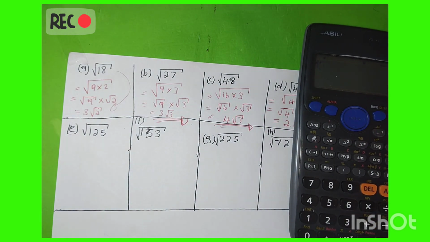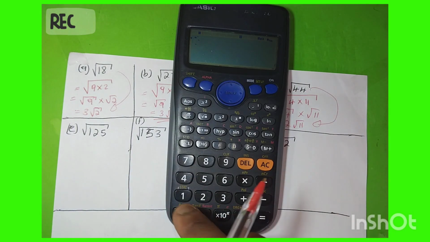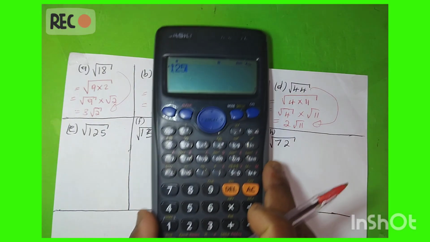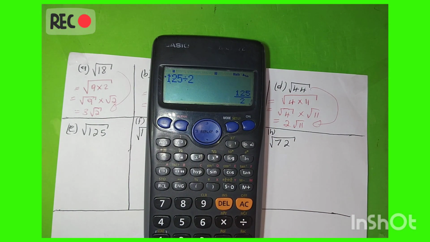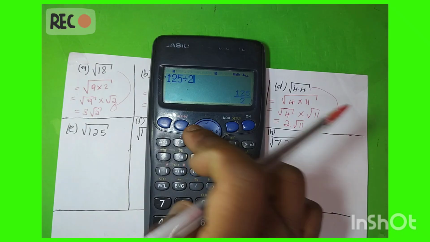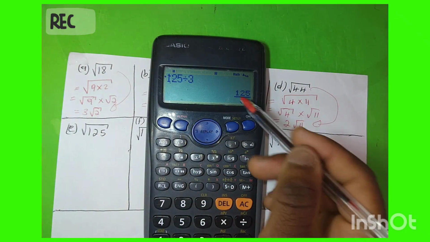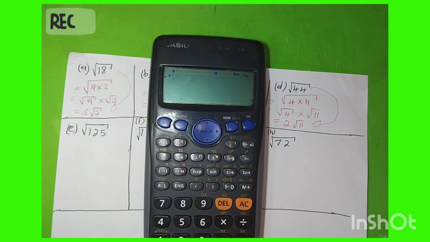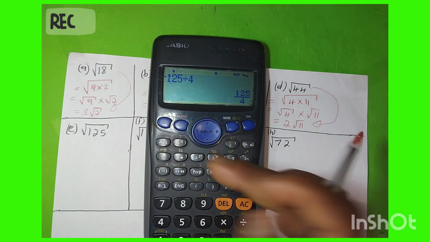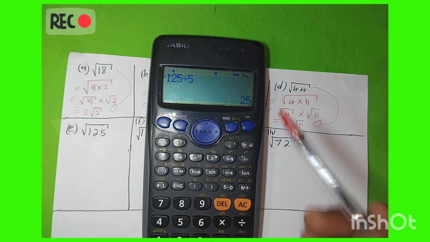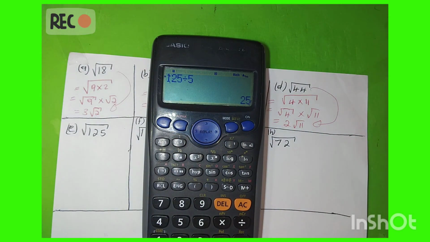So far, I think you are following, because this thing is not hard. It is straightforward. Then what about this one? I will say 125 divided by 2. Here I don't get a perfect square. Let's try 3. I don't get a perfect square. Let's try 4. Still I don't get a perfect square. What about 5? Meaning that here I got a perfect square.